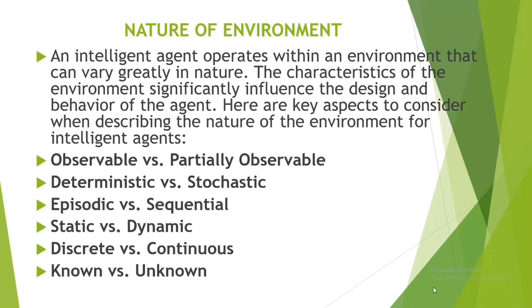Static means the environment remains unchanged. Dynamic means the environment can change while the agent is making decisions. And the next one, discrete and continuous. In a discrete environment, the environment consists of a finite number of distinct states and actions. The agent can enumerate all possible states and actions. In a continuous environment, the environment has an infinite number of possible states and actions. The agent must use mathematical models to handle the continuous variables.